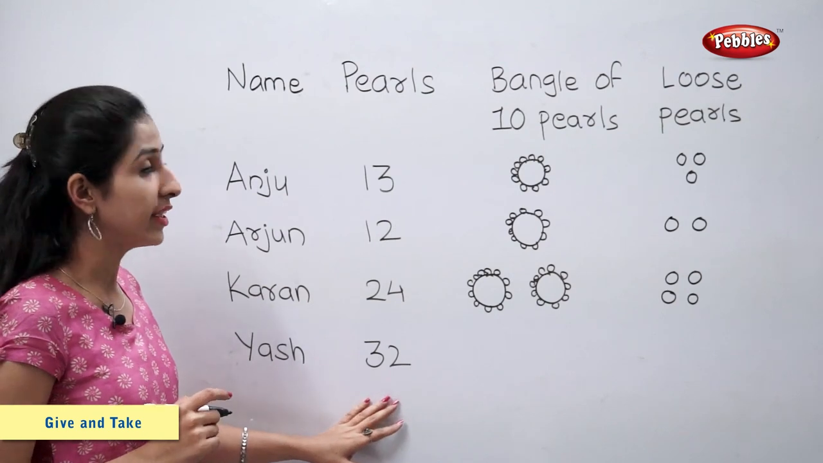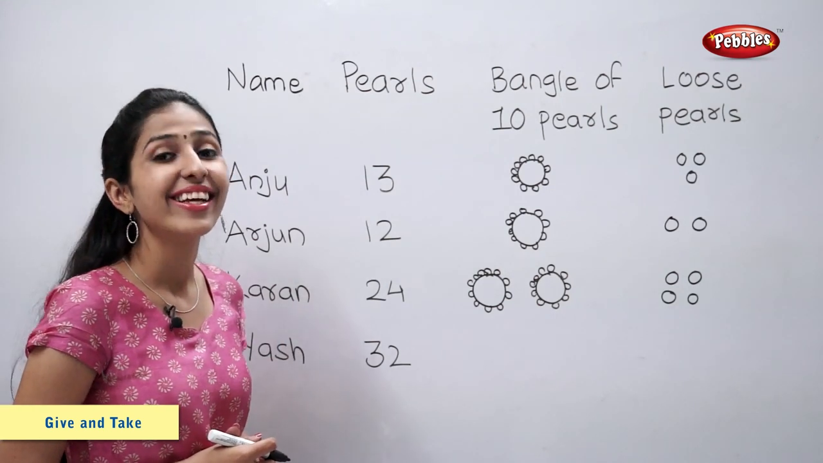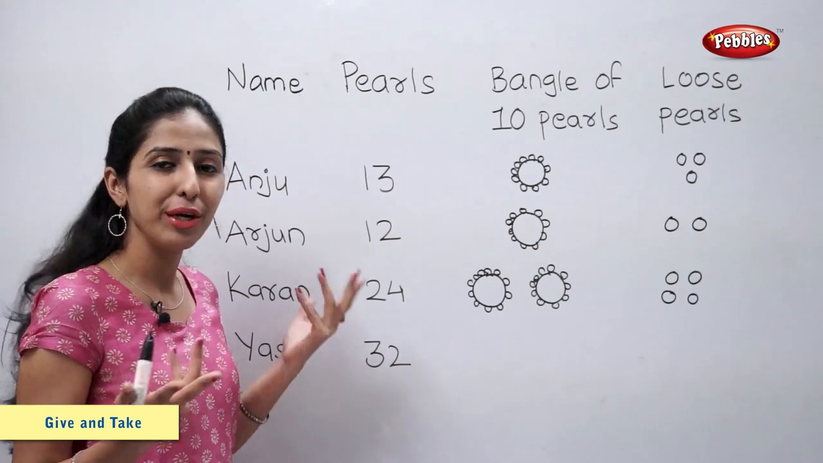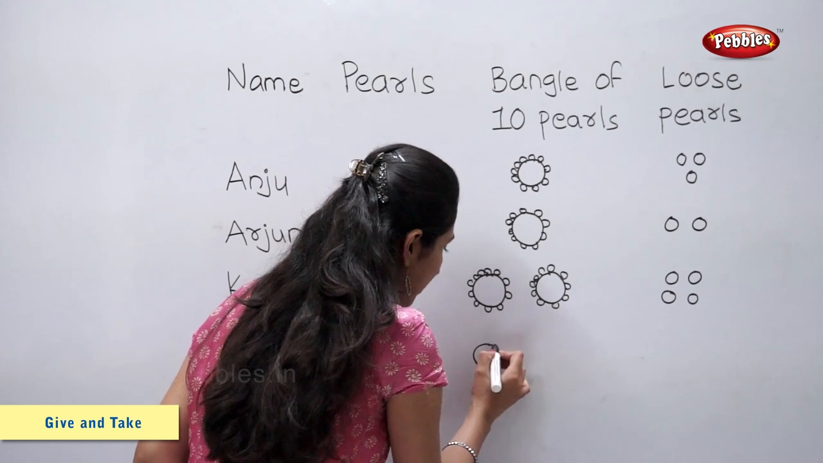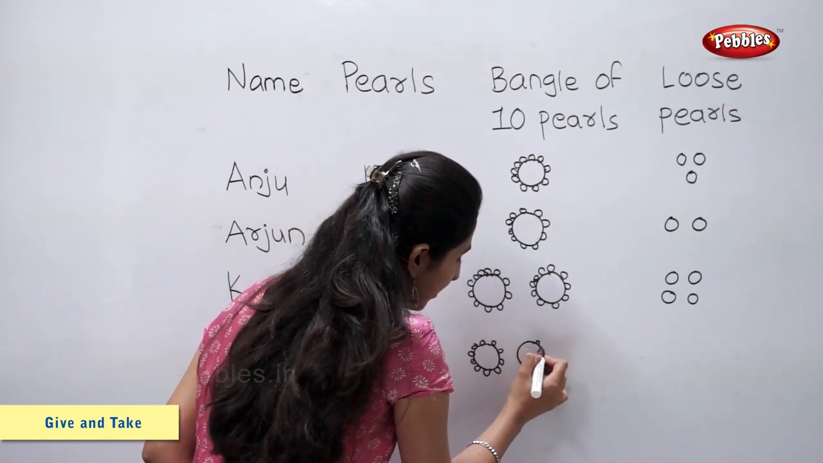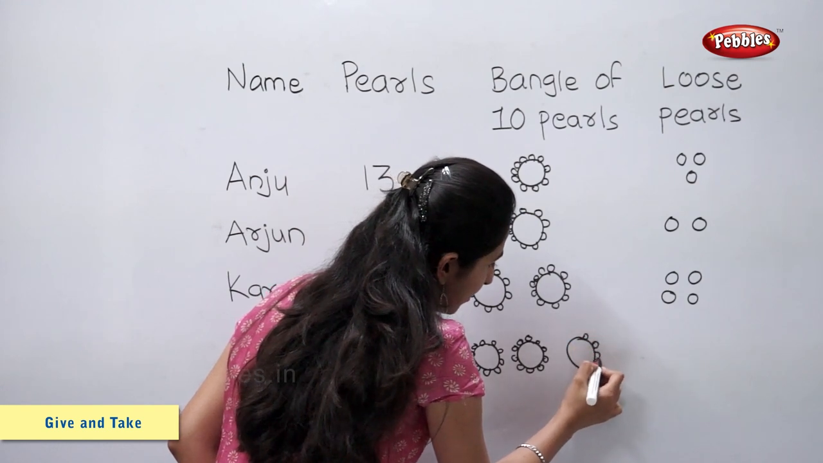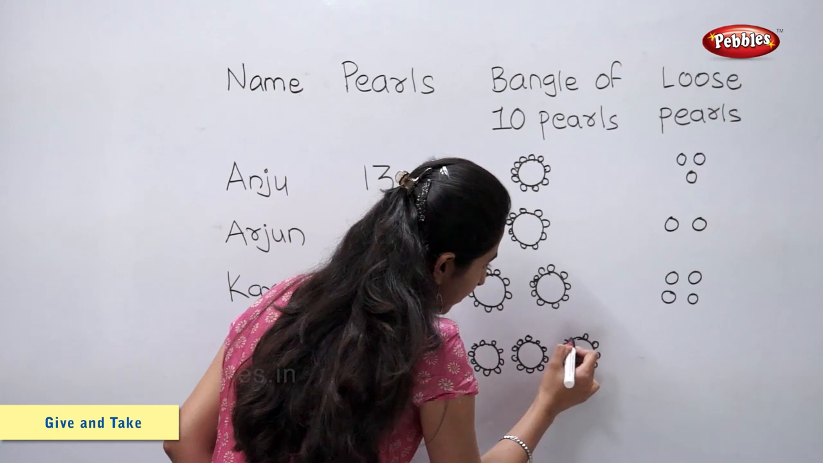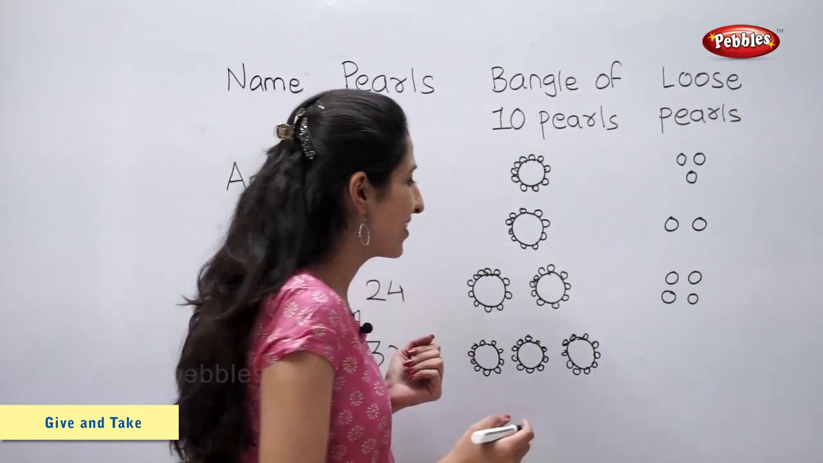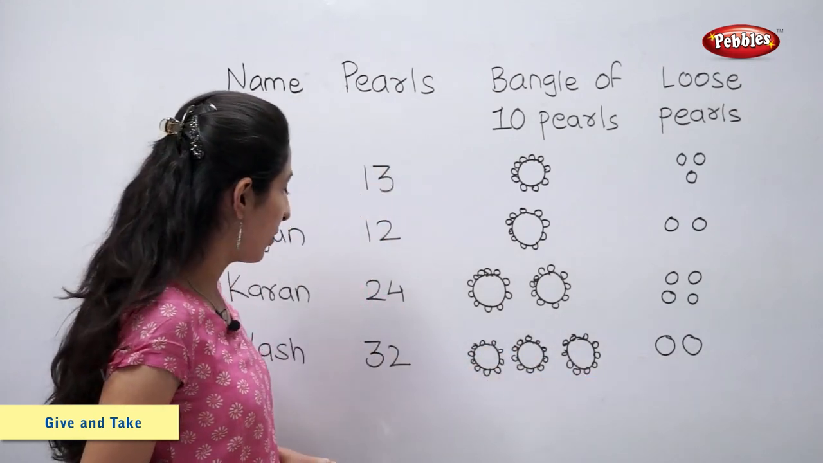Yash wants to buy 32 pearls. So tell me, students, how many bangles of 10 pearls and how many loose pearls? Tell me. Correct. 3 bangles of 10 pearls and 2 loose pearls. 30 plus 2 is equal to 32.